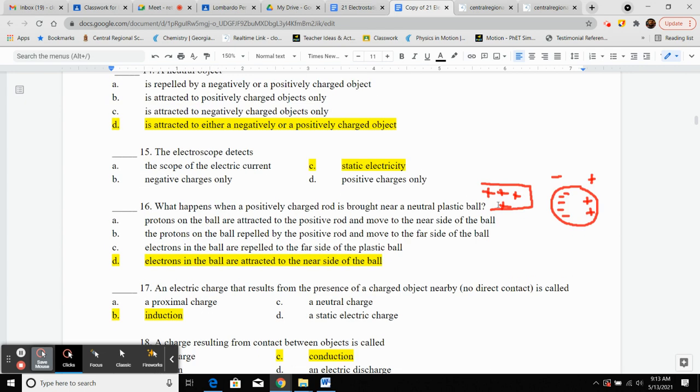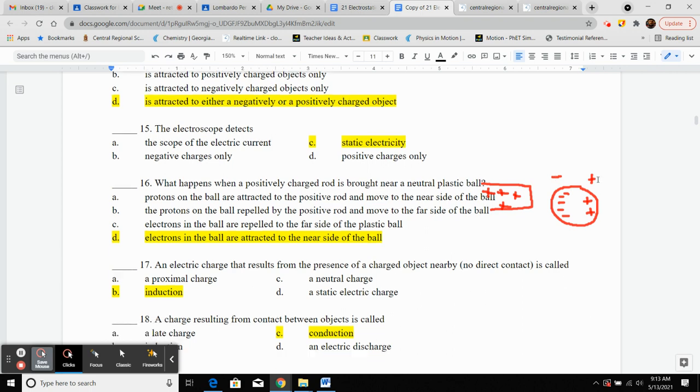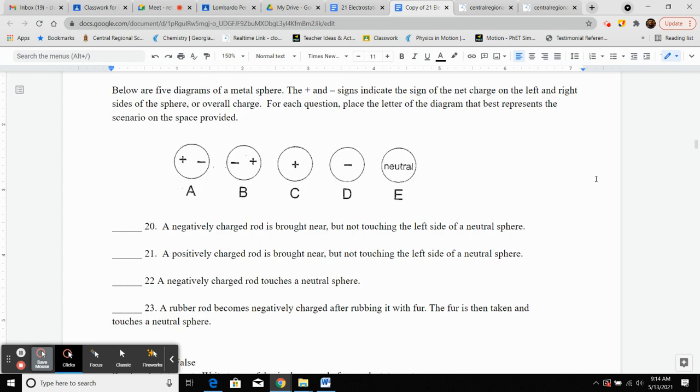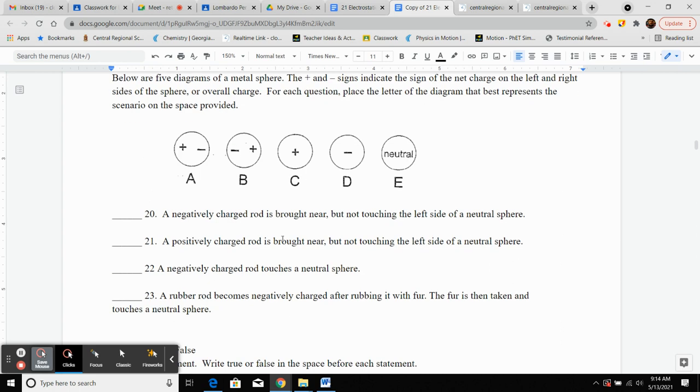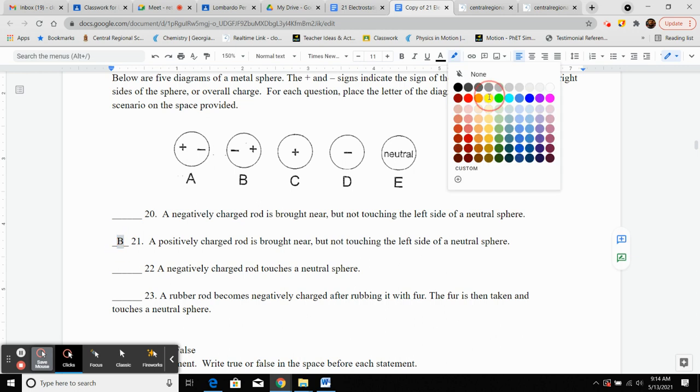Positive rod is brought to the left side of a sphere but doesn't touch it. What happened to the charge? The negatives were attracted to the positive charge, so they moved to the left side of the sphere, making that side more negatively charged and the right side more positively charged. So if a positively charged rod is brought near but not touching the left side of the sphere, which one makes the most sense there? B.